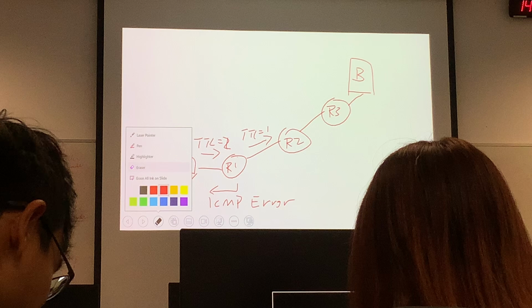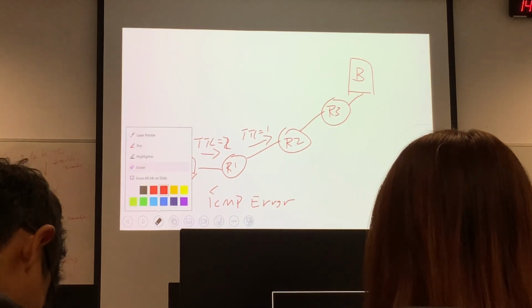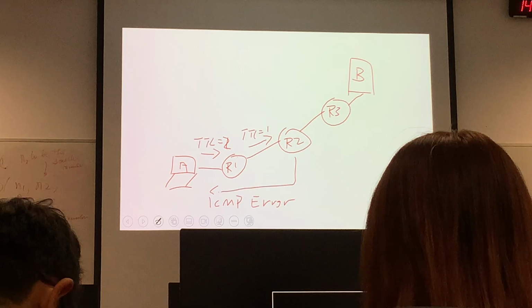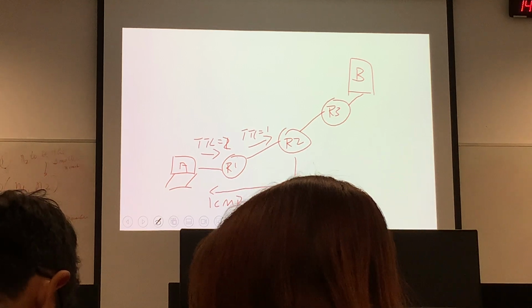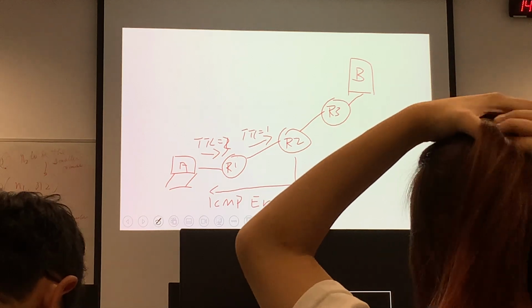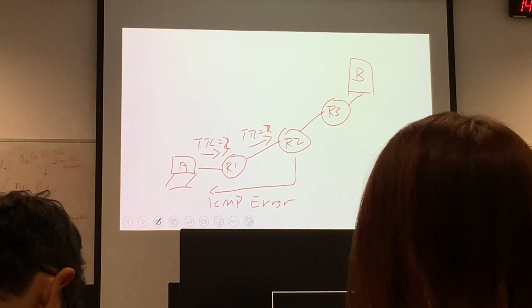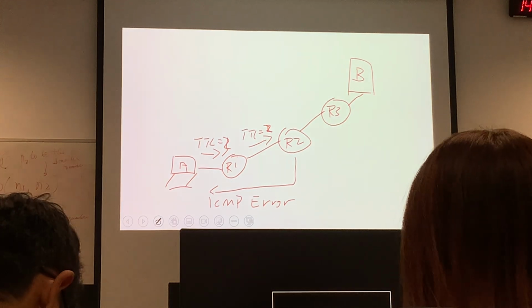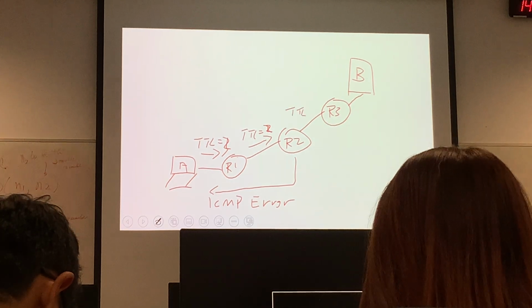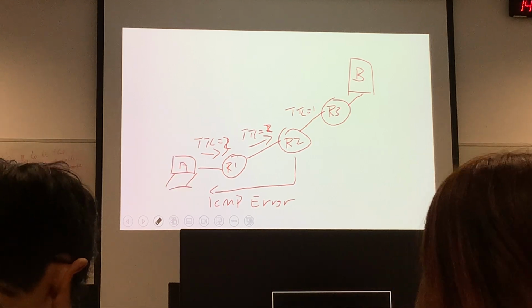Then you get an ICMP error back from router 2. Press like this. Then you will send 3, right? Then router 1 will drop it to 2. Later you can actually see it from the Wireshark. Router 2 will actually drop it to 1. If it reaches your router 3, you will drop it.